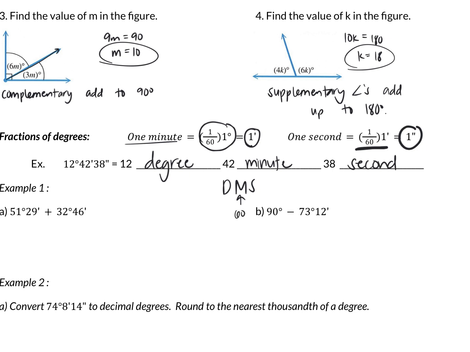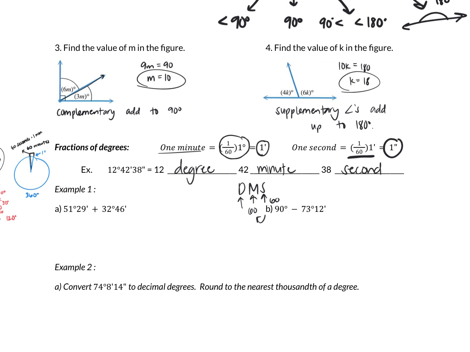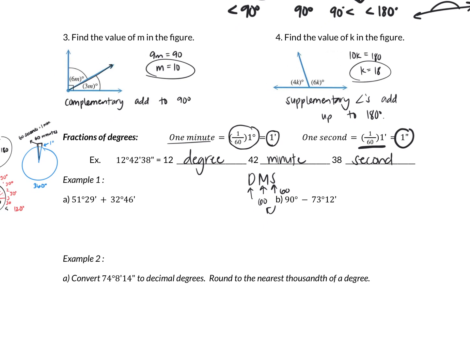60 minutes is going to add 1 to your degree, whereas 60 seconds is going to add 1 minute to your notation, okay? Does that kind of make sense a little bit? No. The good news is here, you don't really have to understand the why behind it, but you do need to be able to use your calculator to solve it, okay?